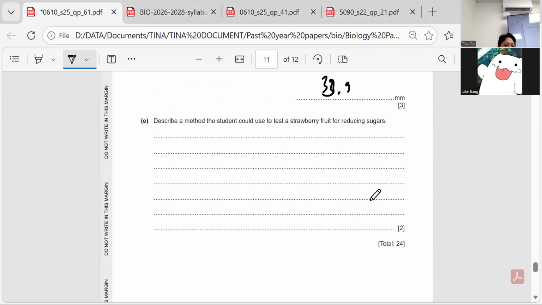Okay, last question. Describe a method the student could use to test the strawberry for reducing sugar. So, what can you use to test for reducing sugar? What is it called? Benedict's solution, and you must heat.